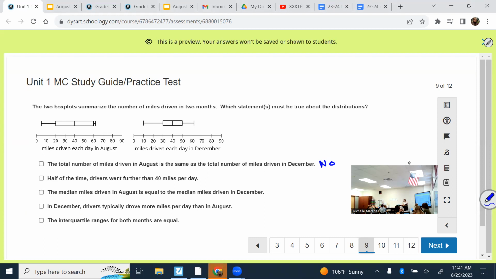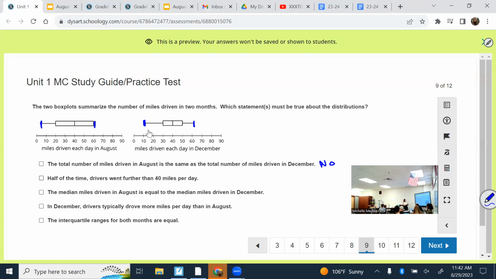Okay, where on the box? Okay, well, that could tell you it is more spread out, so it's probably not the same. For total number, I would look from the minimum to the maximum on each. So my total number here would be about 61 minus about 5, and this one's about 61 minus about 10. So they do not have the same total miles driven. Okay, so definitely not the first one.